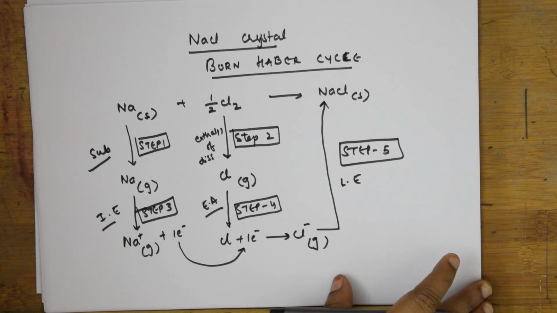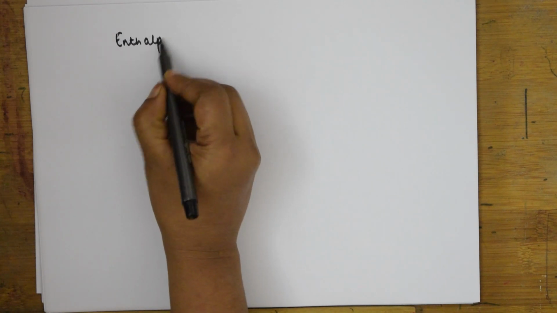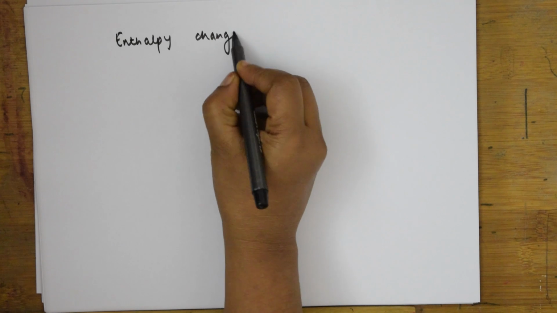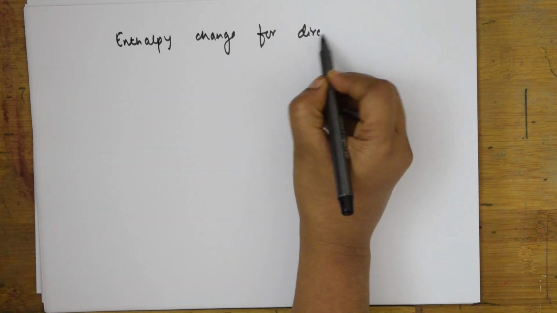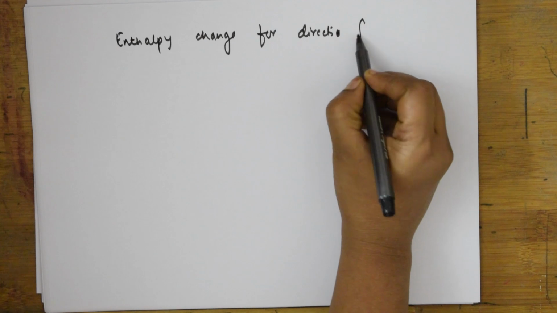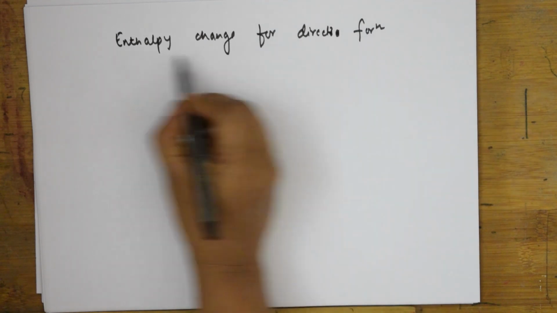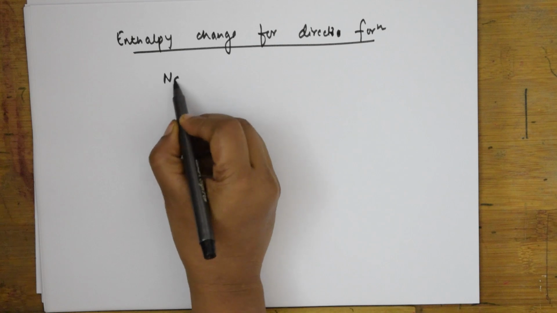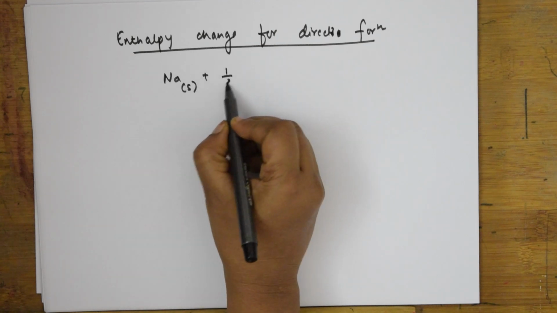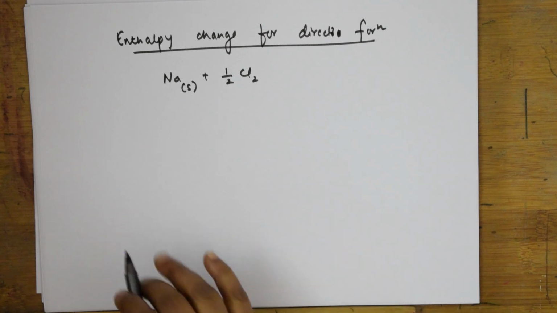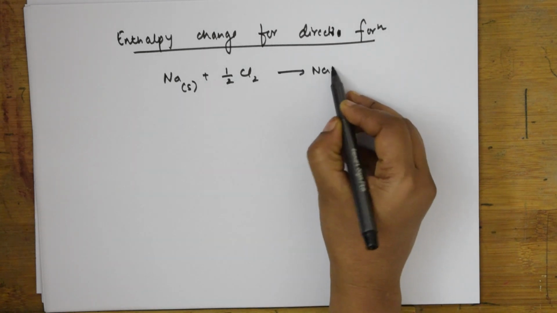Now let's see step by step. After drawing this, you need to mention the steps in your paper. So what are the different steps? How do you write it? Enthalpy change for direct formation and enthalpy change for indirect formation. First, the enthalpy change for direct formation. Directly, it will not go step by step. Sodium as a solid combines with half Cl2, the chlorine molecule, and directly forms NaCl, solid crystal.